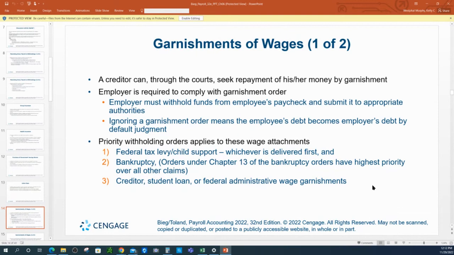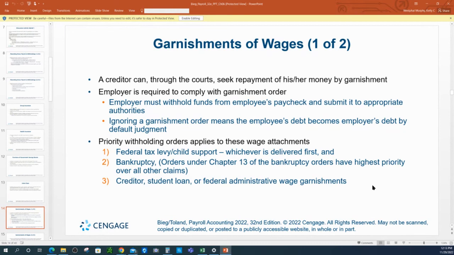So if you're working in payroll and you just get a notice from a creditor, if it's not a court order, then you can't enforce that, right? It has to be through a court order, the garnishment. What happens is the employer has to withhold funds from the employee's paycheck and then submit those funds to the appropriate agency. Child support would be another type of garnishment. You don't have a choice in it. You have to comply, right? If the employer does not comply, then the employer is on the hook for that debt. So not a good thing.